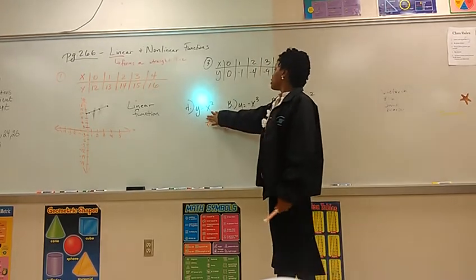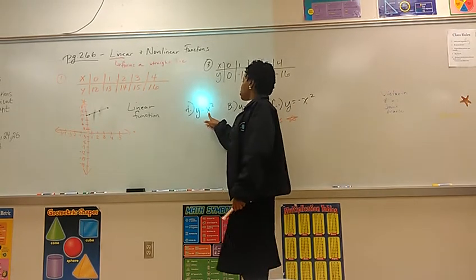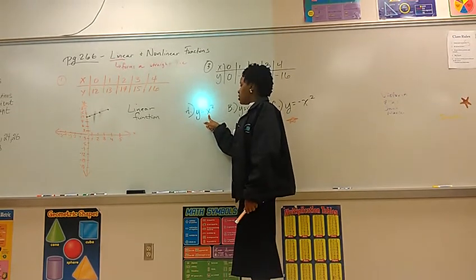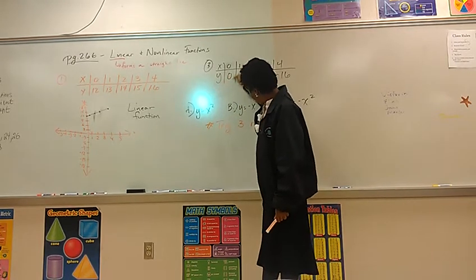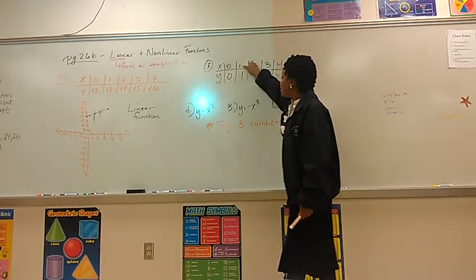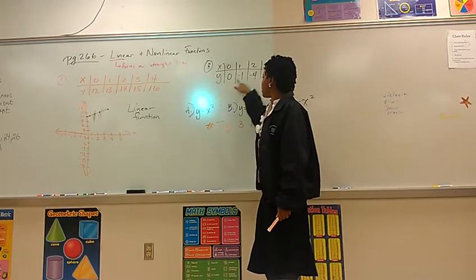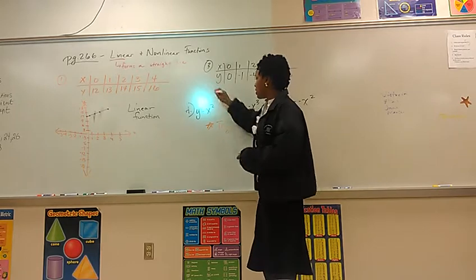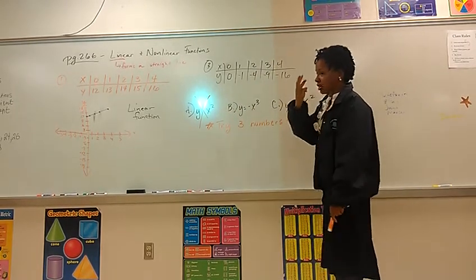Look at A. When you plug in 0 for x, what's 0 times 0? 0. So is that right? Yes. Okay, try 1. What's 1 times 1? 1. Is that right? No. So it's not A. See what I mean? 1 can work, but 3 has to work.